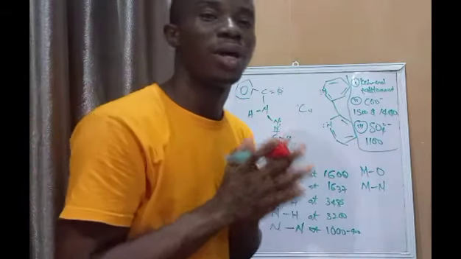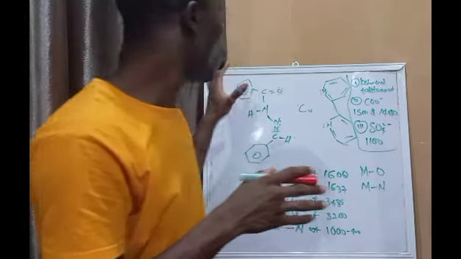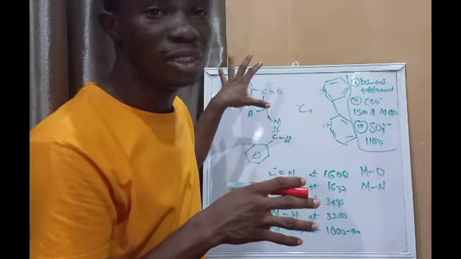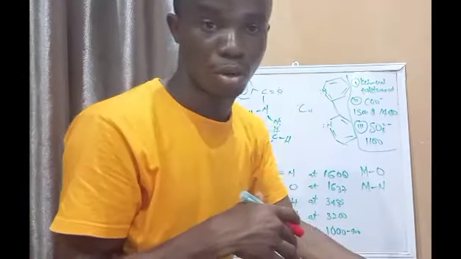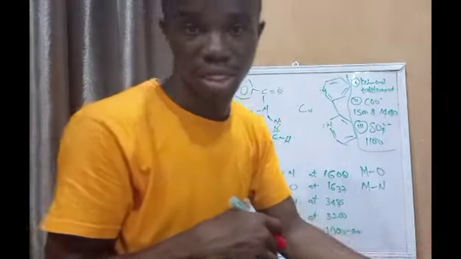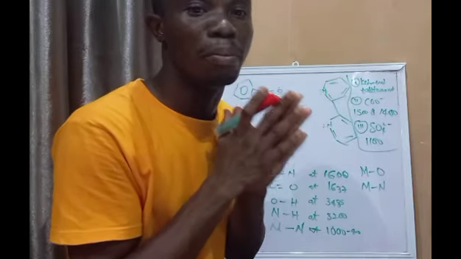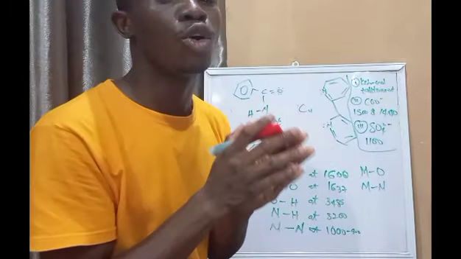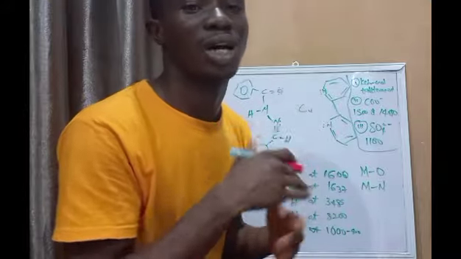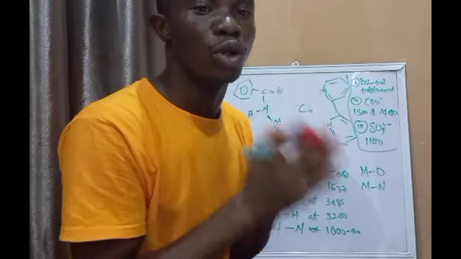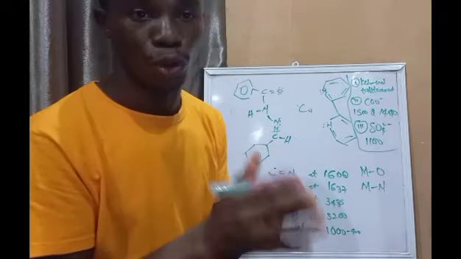Now, in the comparison of the IR spectrum of the ligand before reaction to form the complex and after the reaction, there are some specific bonds that you can always look out for, which can give you an idea of what has taken place, whether coordination has truly occurred between the metal and the organic ligand or not.